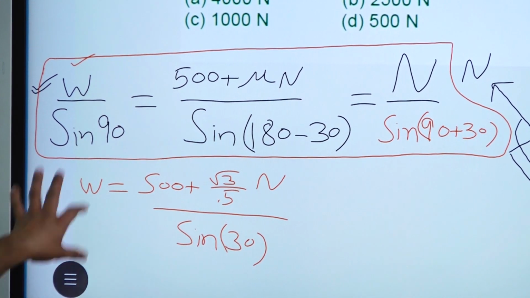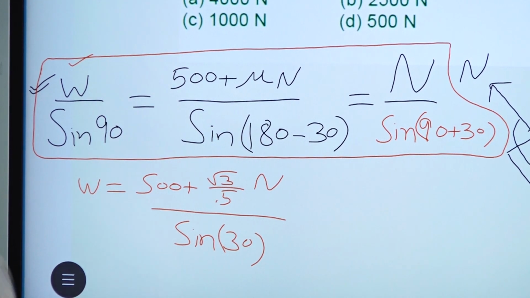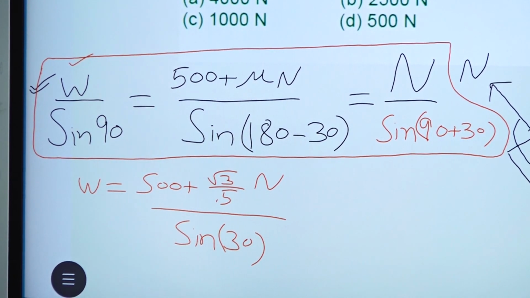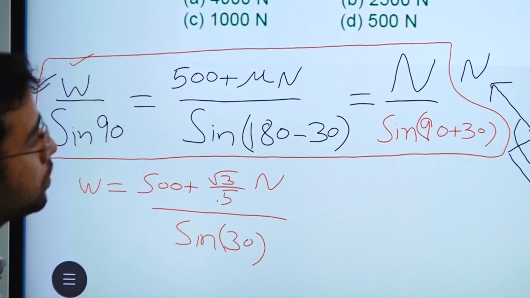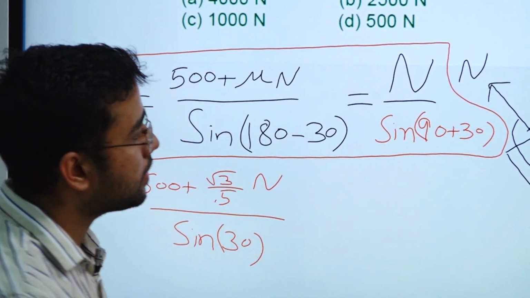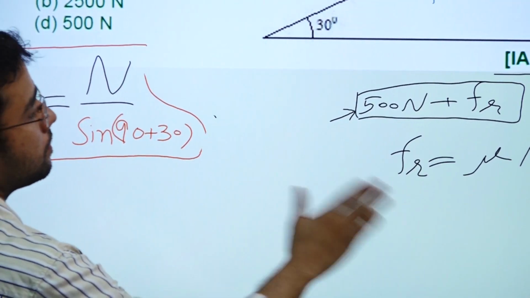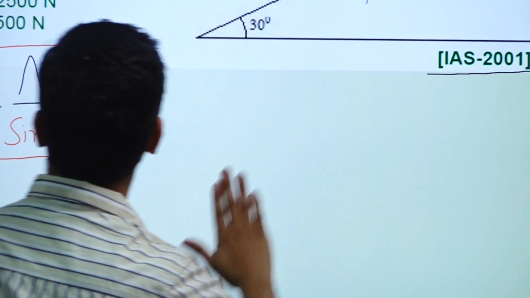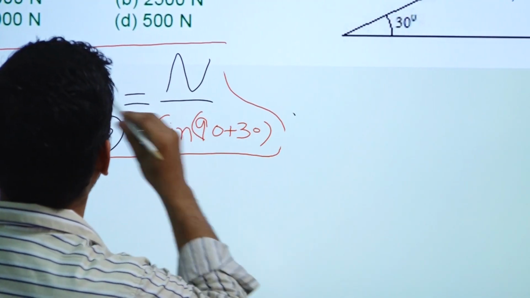Now in this equation we have to find N. How are we going to find N? We can use these two equations to find N. I will just rub off this diagram and make it again. So N will be 500 plus mu N.